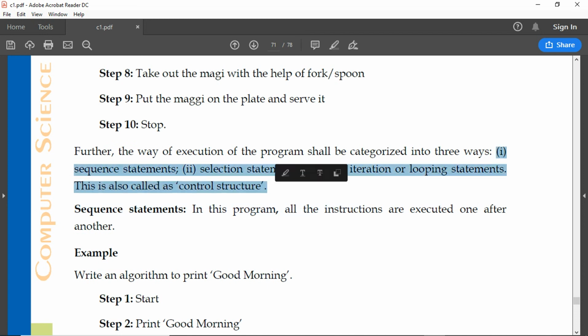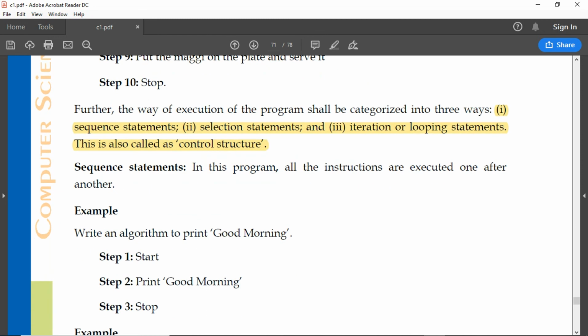Further, the way of execution of the program can be categorized into 3 ways: 1. Sequence statements, 2. Selection statements, and 3. Iteration or looping statements. This is also called control structure.